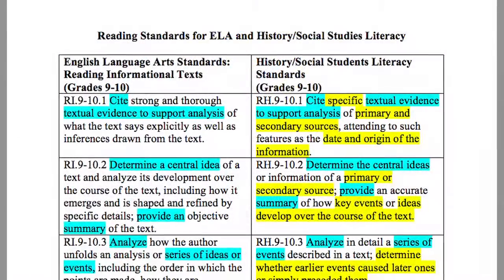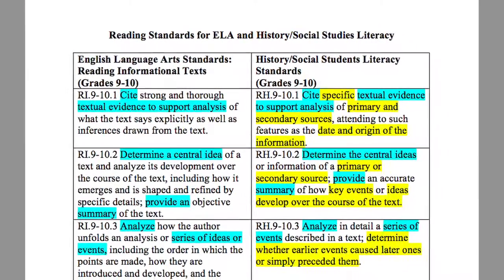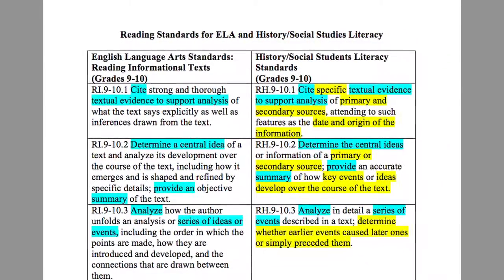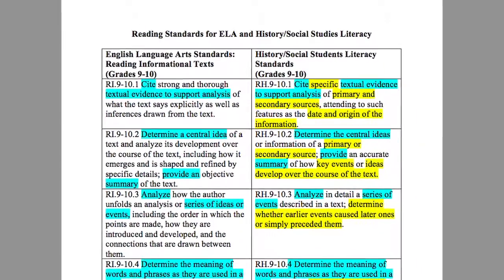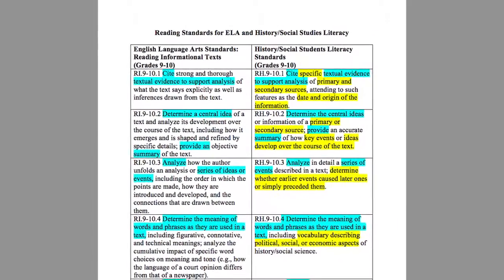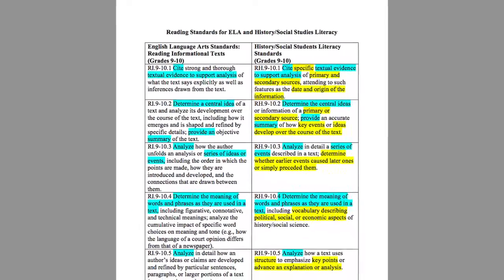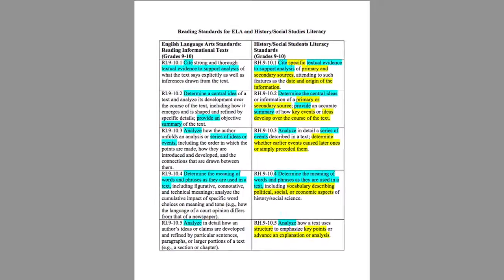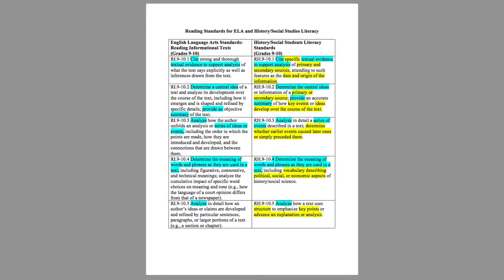Here's an example of a completed chart in which the similarities and differences between the ELA standards and the history and social studies standards are identified. As you might expect, the key differences tend to be content-specific. The literacy skills, summarize, identify, analyze, and cite, are the same across disciplines.